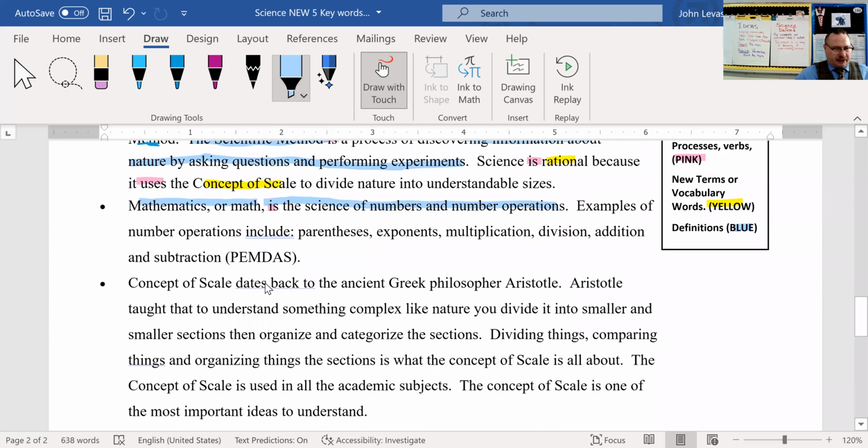And so you want to come down here and do the section on math. And then here's a paragraph about the concept of scale. The concept of scale dates back to the ancient Greek philosopher Aristotle. Aristotle taught that to understand something complex like nature, you divide it into smaller and smaller sections, and then organize and categorize those sections. That's what science is really about. Dividing nature, something that's very big and impossible to understand as a whole, into smaller and smaller pieces. And then we compare the sizes of those pieces and we organize those pieces into things that have similarities. And so please finish that.